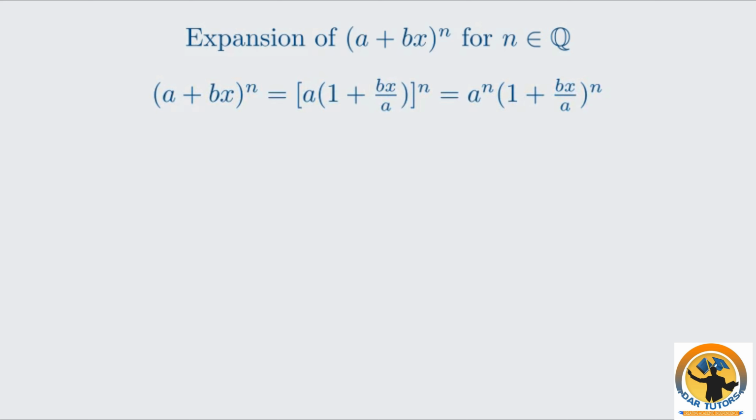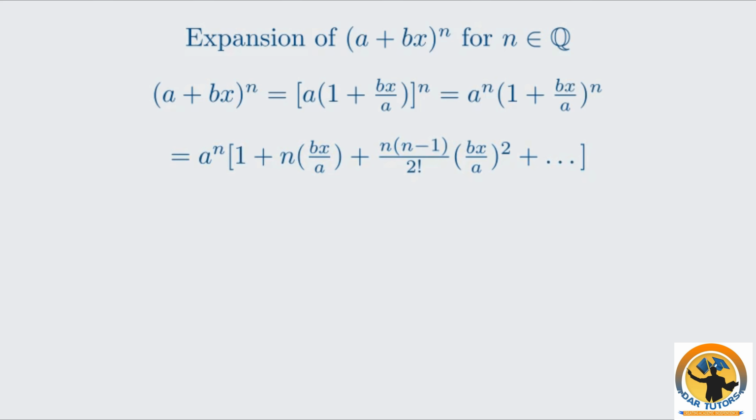Now, we can expand the (1 + bx/a)^n part using our formula. Let's call the term bx/a our new x. The expansion is a^n times the series 1 + n(bx/a) + n(n-1)/2! times (bx/a)^2, and so on.